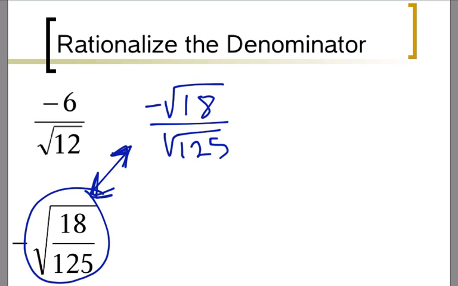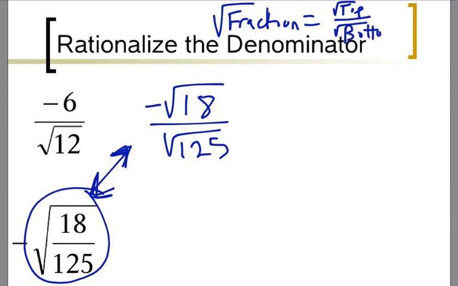And what I usually write as a rule is that the square root of a fraction needs to turn into the square root of the top over the square root of the bottom. So that's what I just did. I took the square root of the whole fraction, made it square root of the top over square root of the bottom. And now I want to simplify if possible, because I don't really prefer to multiply top and bottom by square root of 125.